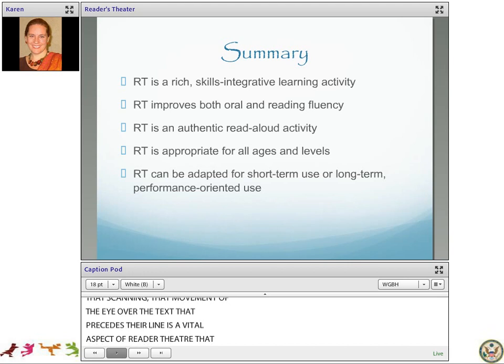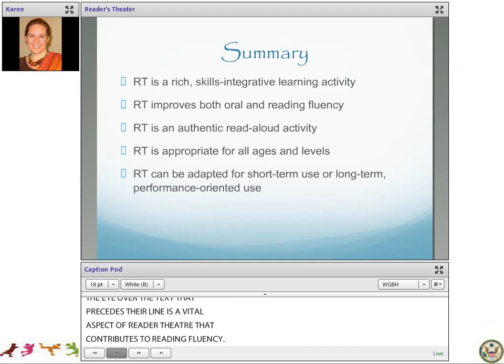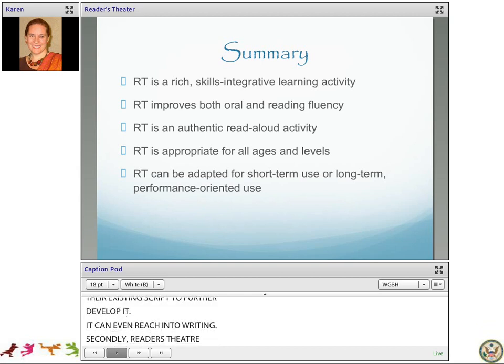In summary, reader's theater is a very rich, skills-integrative learning activity. It involves not just the reading, but the speaking, the listening, and in some developed cases of reader's theater, you can even have learners write their own scripts or make additions or changes to their existing script to further develop it. So it can even reach into writing. Secondly, reader's theater improves both oral and reading fluency, a topic I've touched on several times today, but that you'll see played out when you actually engage in it.